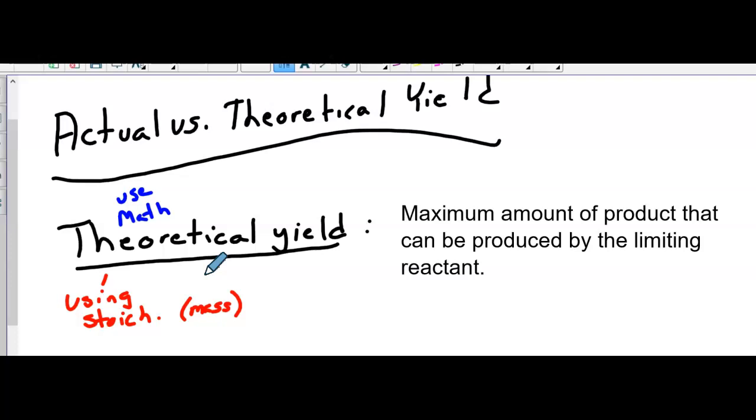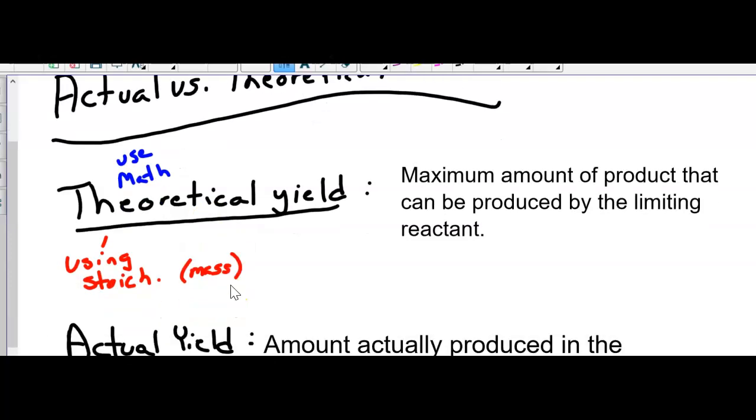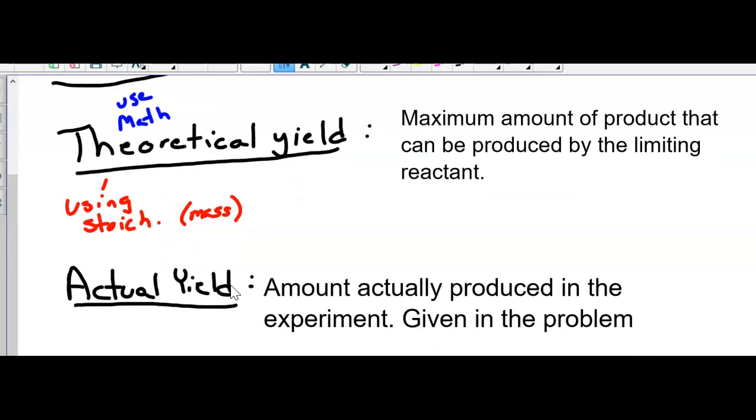So when you've been finding the maximum amount of product that can be made, you've already been finding the theoretical yield. That's the maximum amount of product that can be produced by the limiting reactant. So exactly what you've been doing when you find your limiting reactant and how much product it produces, that's your theoretical yield. So that's in theory what you should get based on math. It's not always what happens in a laboratory setting. There's reasons for that.